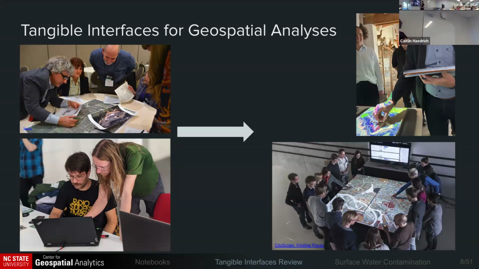Everyone can gather around a shared interface that's tangible and use that to direct the simulation and computation, and it's coupled with a computer so that you have all of the abilities of the computer, but with the face-to-face collaboration of the paper maps. And so we decided to do a literature review on all of these systems.